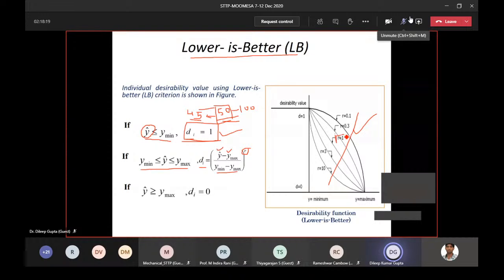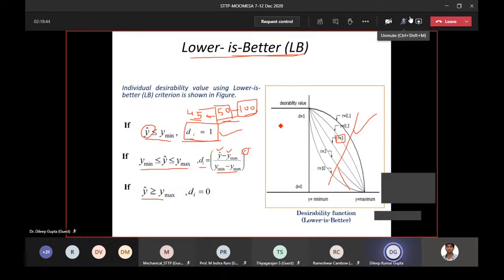Then the third case, when the value reaches the maximum value, which is the worst value in case of the higher is better condition, it will be given a zero desirability value as it is the worst value. At the same time, if the value is reaching 110, 120, then we will take desirability value equal to 0. So this is all about the higher is better condition.